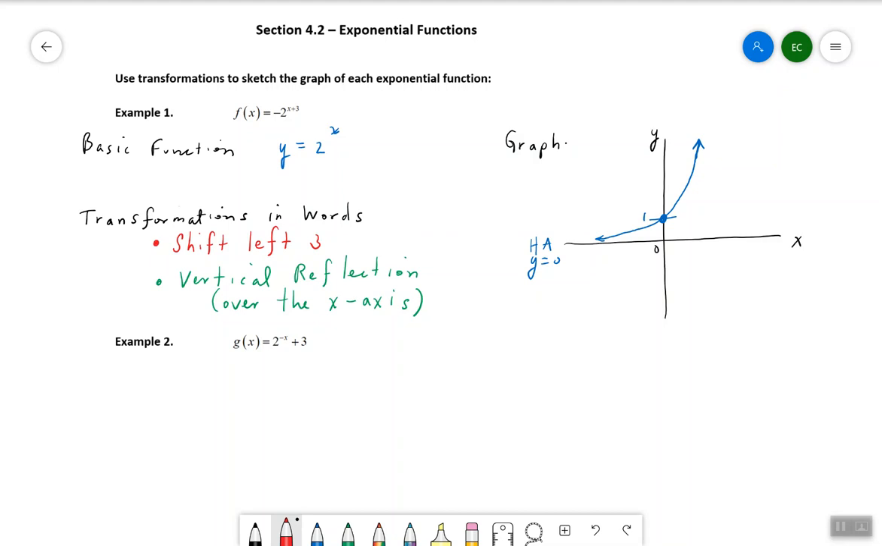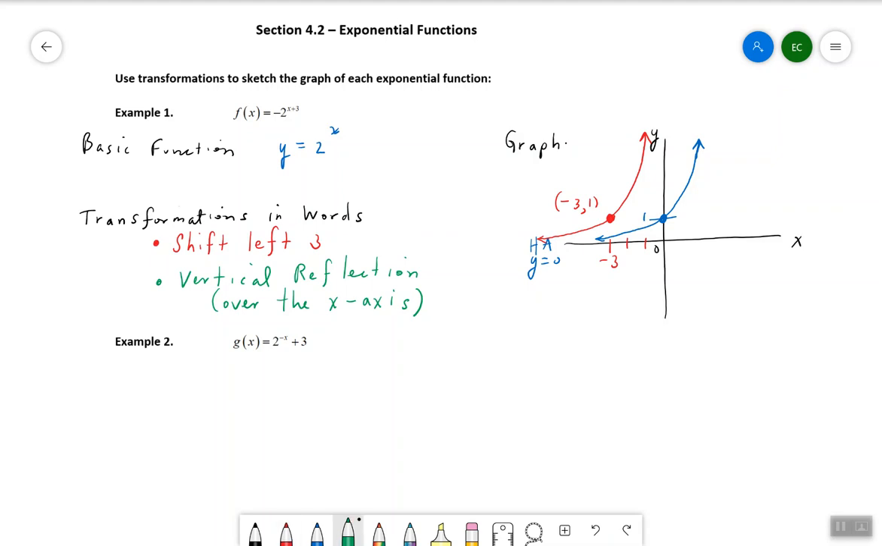So there we go. And then if we want to shift to the left 3 units, then let's start by taking the y-intercept over to the left 3 units. So 1, 2, 3. And the point at 0, 1 now moves over to -3, 1. And then we can just draw the curve through that point, trying to match the shape of the previous curve.